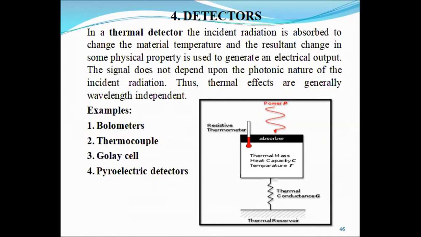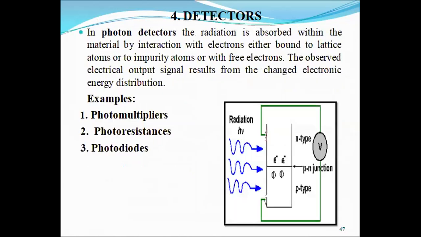In a thermal detector, the incident infrared radiation is absorbed to change the material temperature, and the resultant change in some physical properties is used to generate an electrical output. So the signal does not depend on photonic nature. Therefore, it is termed a thermal detector. Thermal effects are generally wavelength independent. They do not depend on the wavelength. So we have bolometers, thermocouple, Golay cells and pyroelectric detectors. Let's see how all four work, one by one.